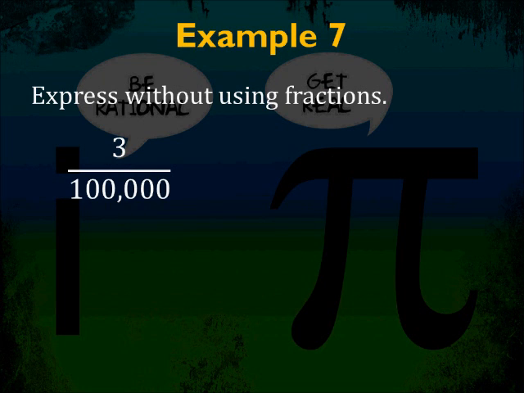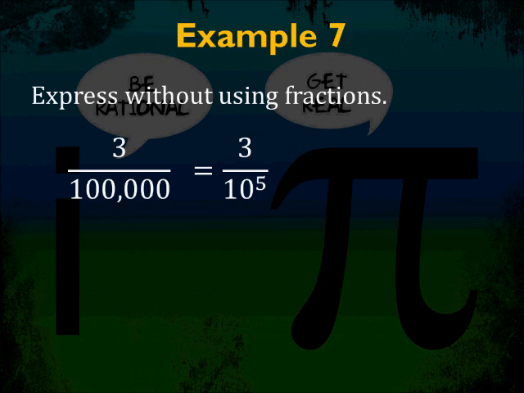Number 7. Now we're going to express without using fractions. So we want to convert 3 over 100,000, a fraction, to an exponent form without fractions. So let's go ahead and do this. 100,000 is equal to 10 to the 5th power.